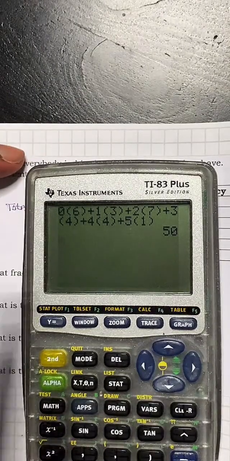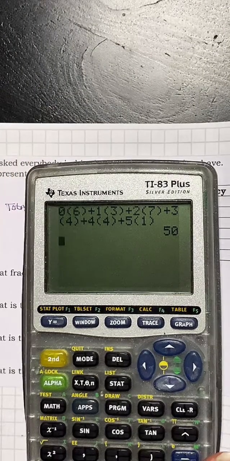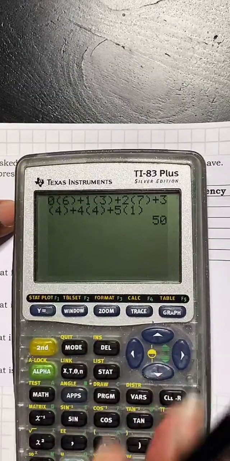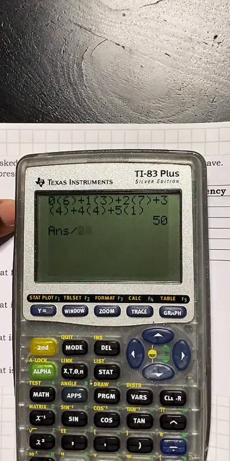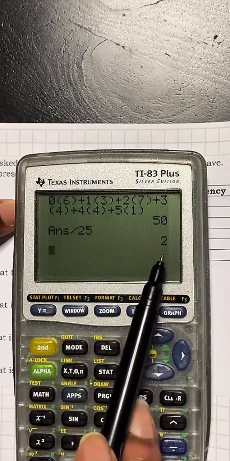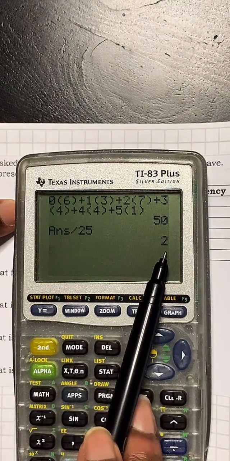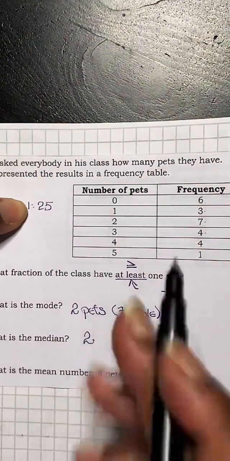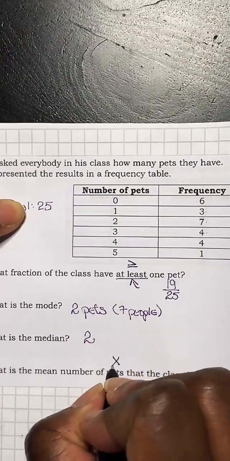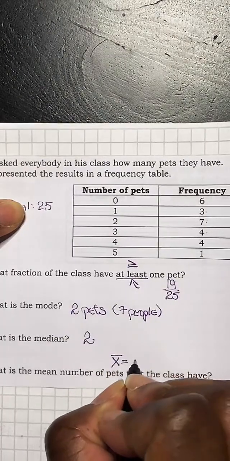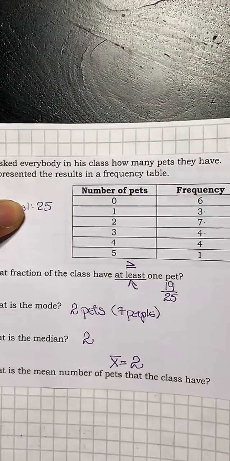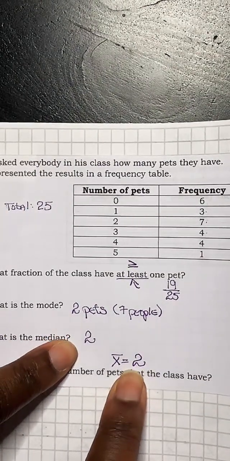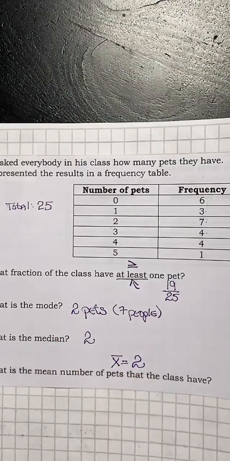Now, you have your 50, just like C4 mentioned. And we know there's 25 numbers, so we're going to take our answer of 50 divided by 25, which gives us, bam, 2. That's going to be your mean. So the mean of our data is 2. And just like we said earlier, your mean and your median can be the same number.